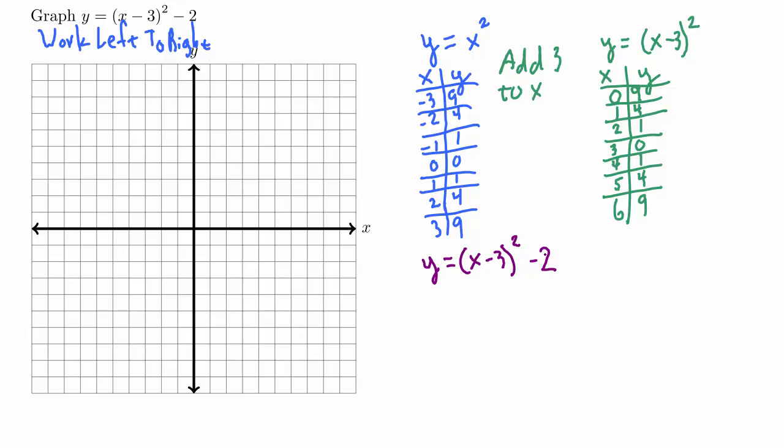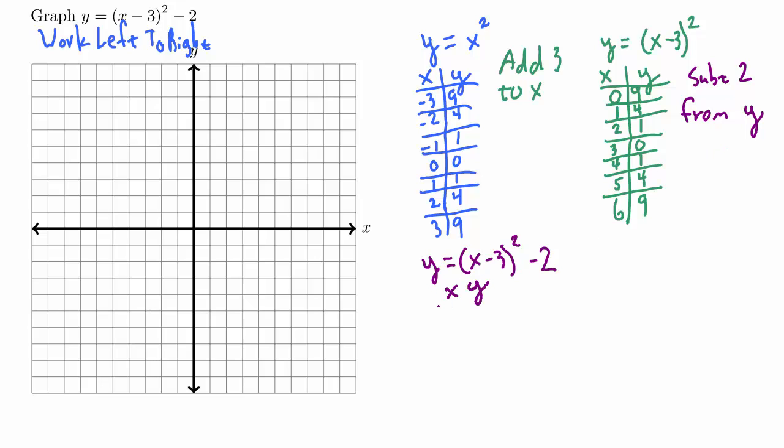Now the question is, what happens? Well, because this -2 is on the outside of the parentheses, that means it affects the y value, not the x. And because it's on the outside, you do exactly what it says. So outside you do what it says, inside you do the opposite. Outside it says subtract, so I do subtraction. I'm going to subtract 2 from the y value, because it's on the outside.